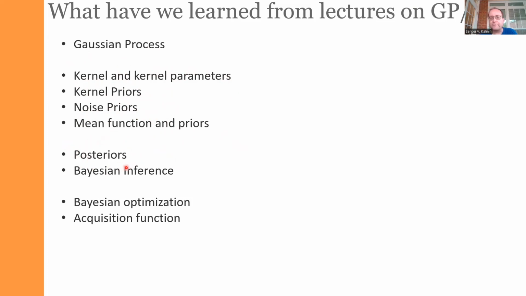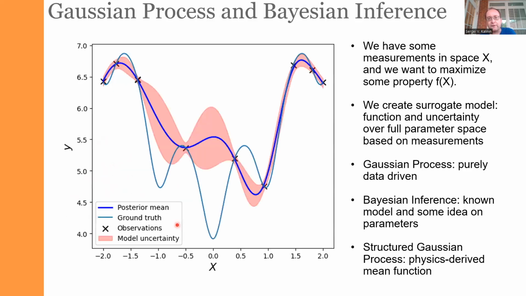Roughly, priors is what you know before the experiment. Posterior is what you get after the experiment. We looked at Bayesian inference, and we looked at some length at Bayesian optimization and exotic acquisition functions. As a reminder for these concepts, the typical setting for Bayesian optimization is that we have a measurement in some space X, and we want to maximize some property. This is the general setting for Bayesian optimization.